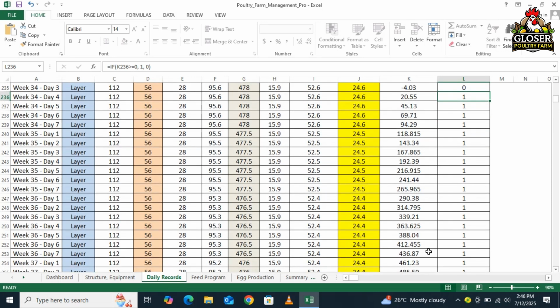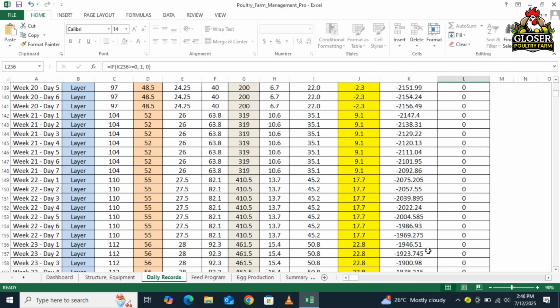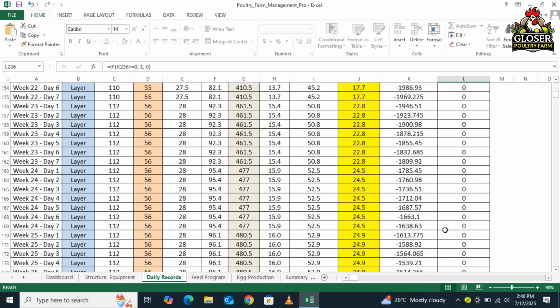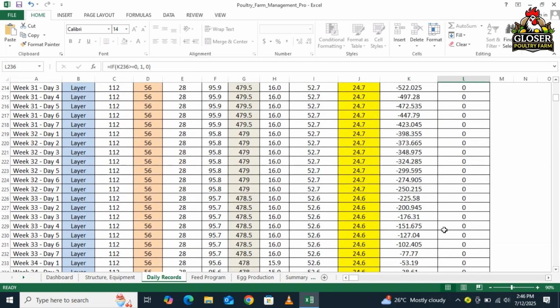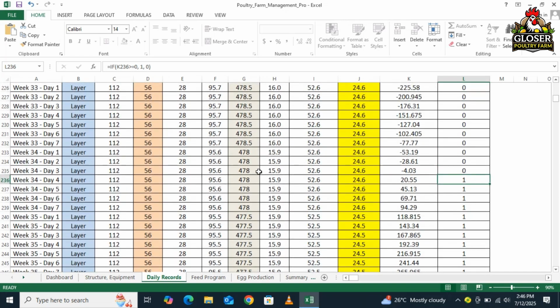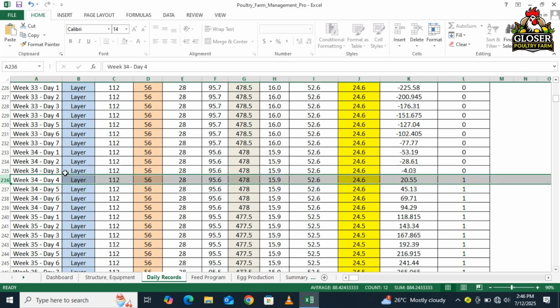In the example we're using, with 500 birds, the system shows that break-even happens on week 34, day 4. That means by this point, just over 8 months into the cycle, you have recovered all costs and the business is officially in profit. This is a powerful moment in any farm project. It's where stress turns into satisfaction and where your hard work begins to show visible rewards.